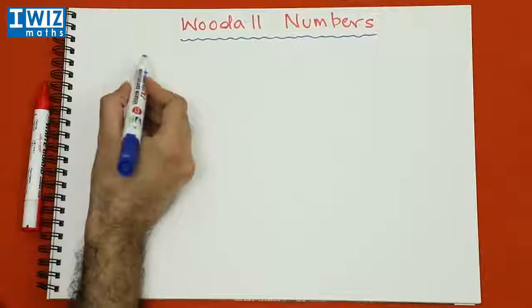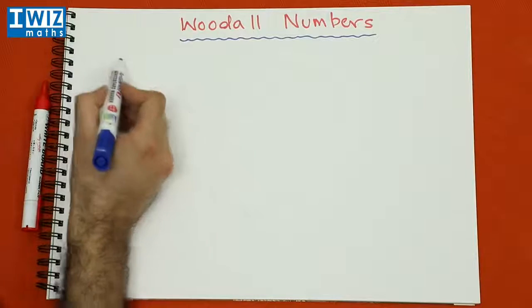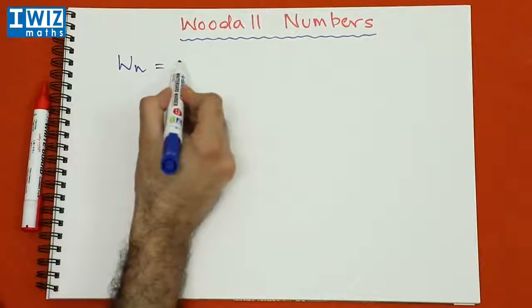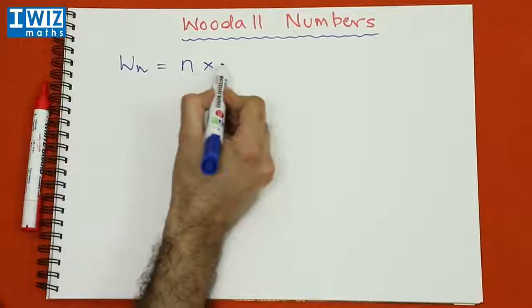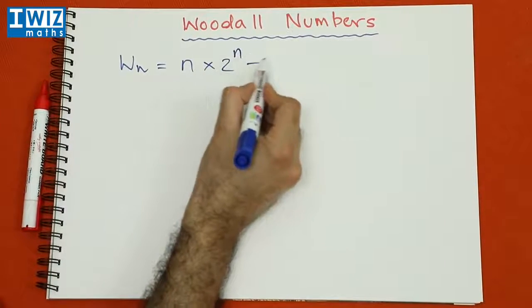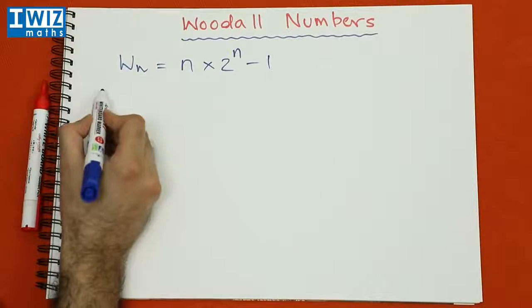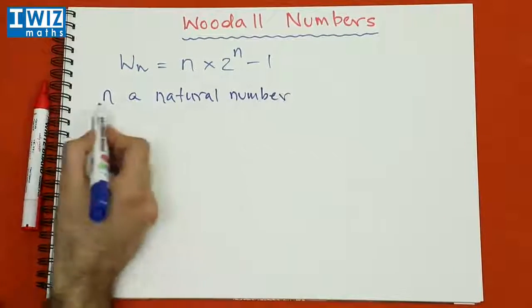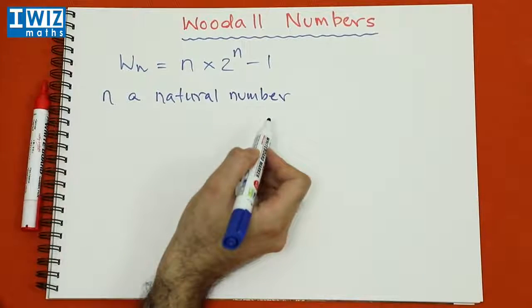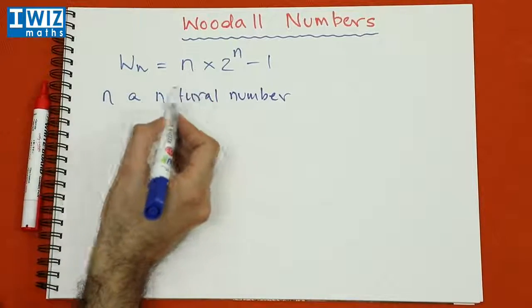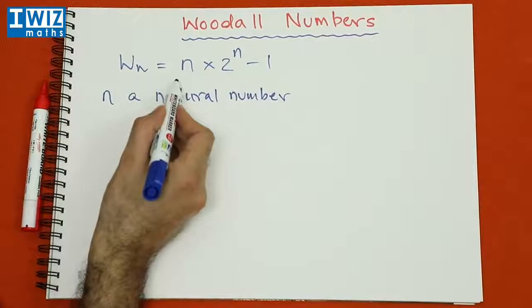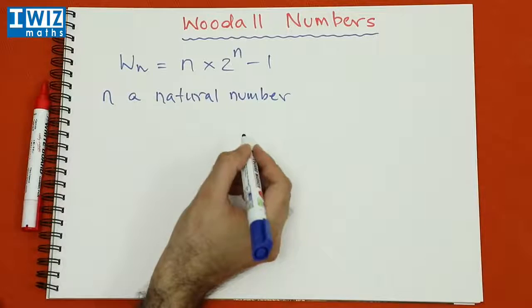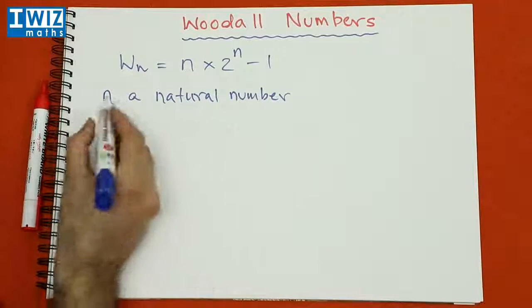So let's recap the definition of Woodall numbers. So if we have Wn is equal to n times 2 to the n minus 1, where n is a natural number, then if we stick n into this formula, we'll be able to produce Woodall numbers. So let's generate the first few Woodall numbers.